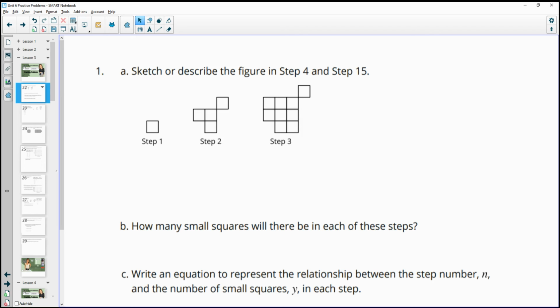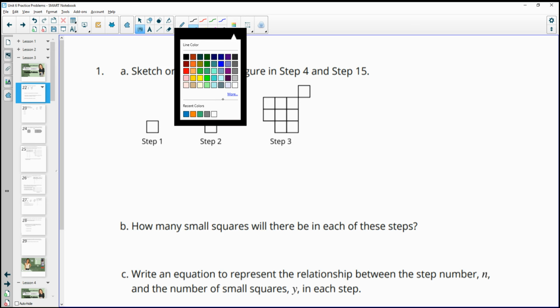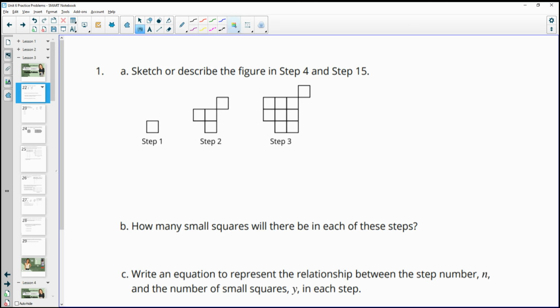Number 1 asks us to sketch or describe the figure in step 4 and step 15 of this pattern. So when you're looking at this pattern, there's probably lots of different ways you can try and make sense of it. So for me, when I was looking at it, one of the things I saw was obviously this kind of blank spot here.